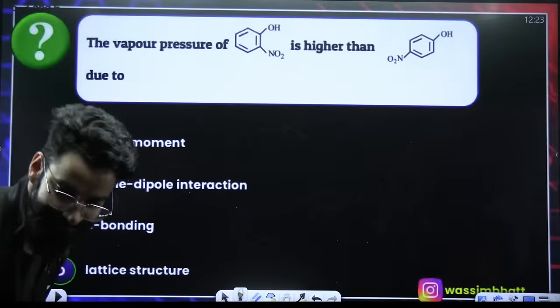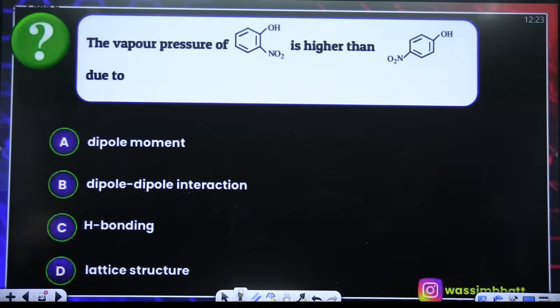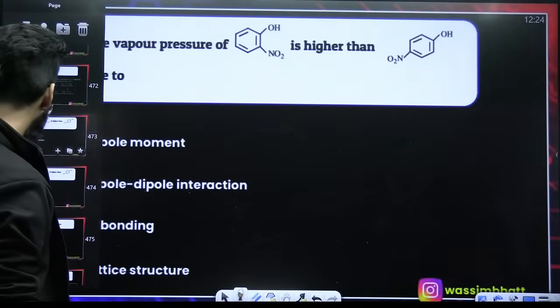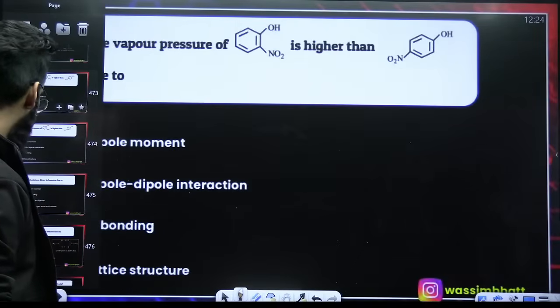What do you think about this one? Can you look at the question? The vapor pressure of this is higher than this. Do you know? Vapor pressure of first one is higher than the vapor pressure of second one. What is the logic? What is the reason? I can see majority is coming up with option C, and you are absolutely right. It's option C.